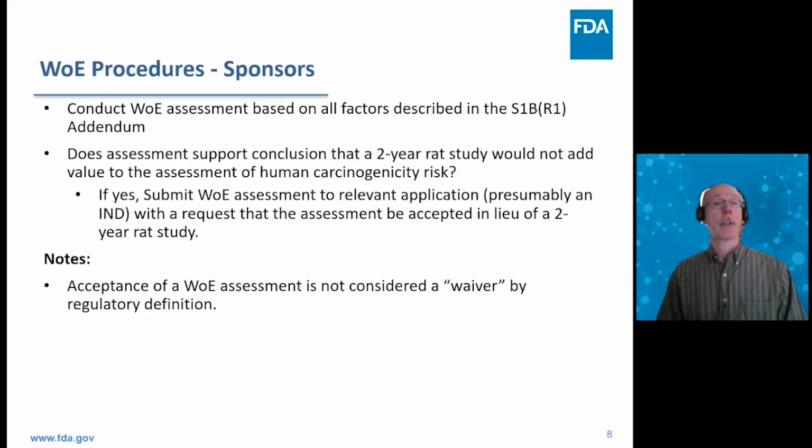So the overall procedure, I've sort of discussed this already, for sponsors is to conduct that assessment on all the factors described, determine if this does support the conclusion that a 2-year rat study would not add value, and if so, submit that assessment to the application with a request that the assessment be accepted in lieu of a 2-year rat study. I'll note that this assessment and this need to not conduct a rat study isn't really considered a waiver. We are still assessing the carcinogenicity according to the regulations, but it's just an assessment that doesn't really require a rat study.